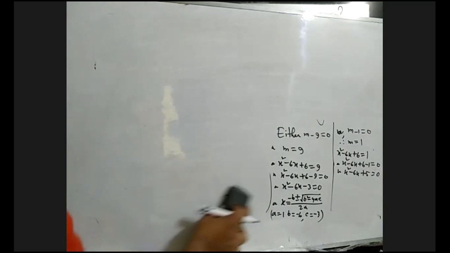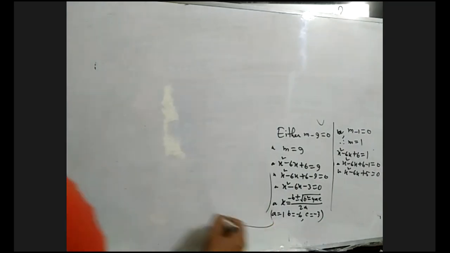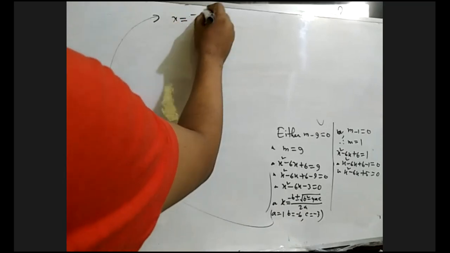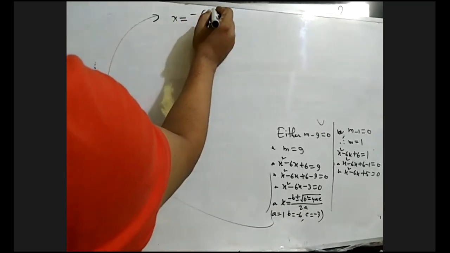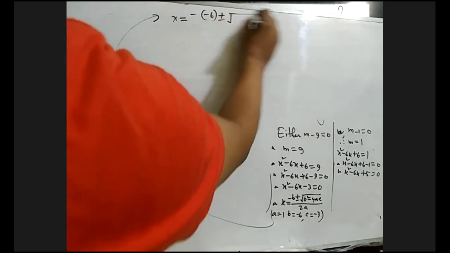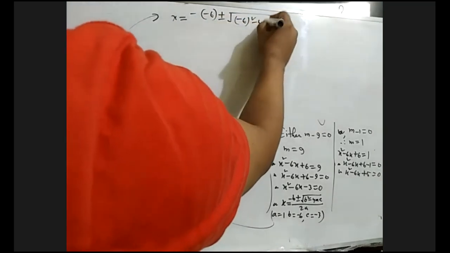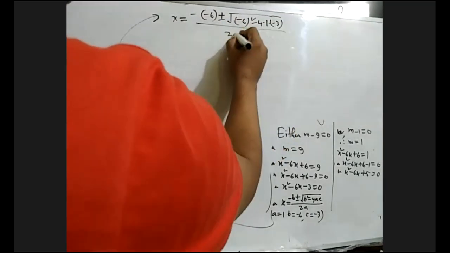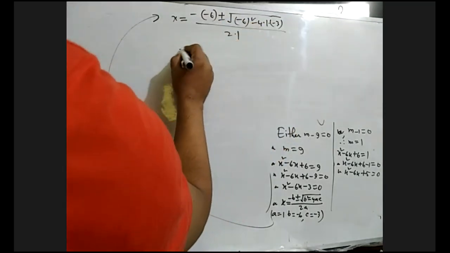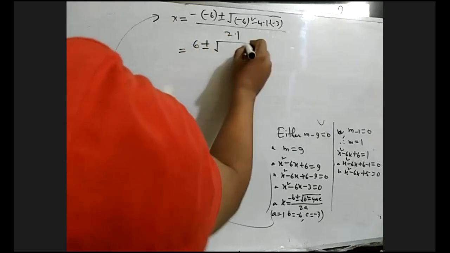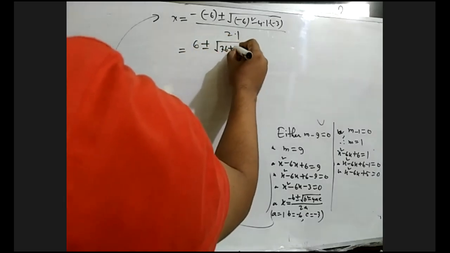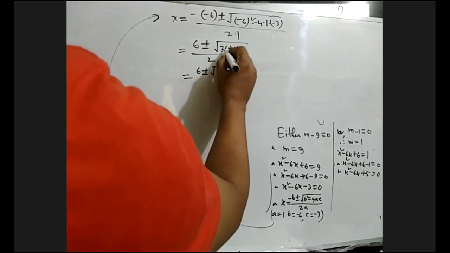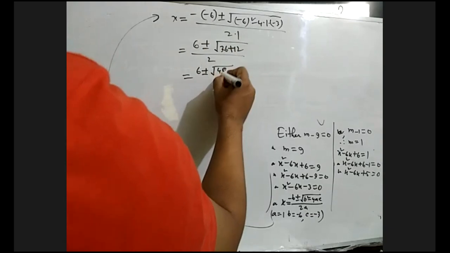So from this line, we can write here x equals minus minus 6 plus minus square root of minus 6 whole square minus 4ac. C means minus 3. Okay, twice a means 1 times 2. Therefore x equals 6 plus minus square root of 36 plus 12. So 6 plus minus square root, this will be 48.